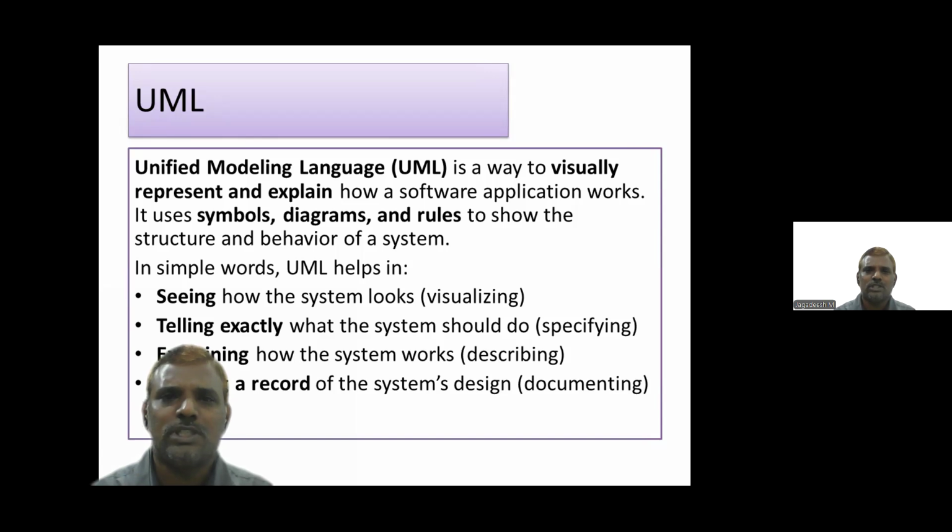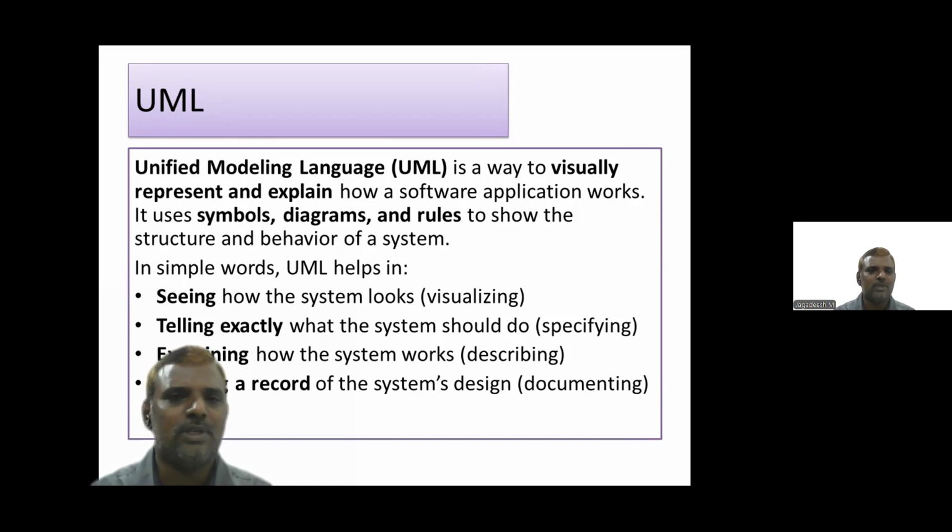Through this UML, you can visually represent and explain how a software application works, which means when you are involved in developing a software application, and particularly in the design part, you can make use of this Unified Modeling Language. In the design part, we will be using some symbols for demonstrating the diagrams. So there we will have these UML diagrams. This will show you the structure and behavior of your application, right? So this is all about the UML introduction.